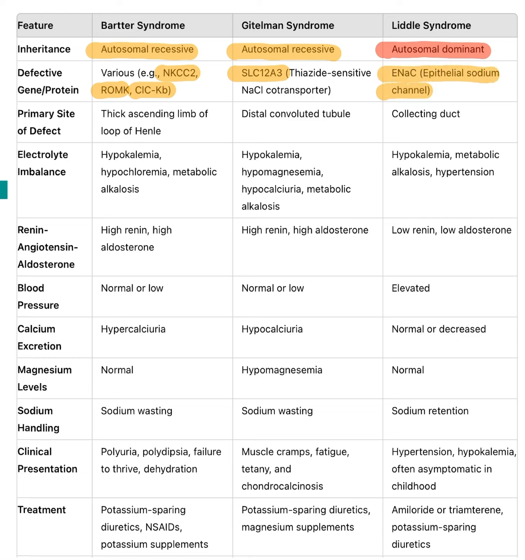Now location: the thick ascending loop of Henle is where the sodium potassium chloride 2 channels are present. In Gitelman syndrome, the thiazide-sensitive NCC channels are in the DCT. ENaC channels are present in the collecting duct. So that's how you can remember it.